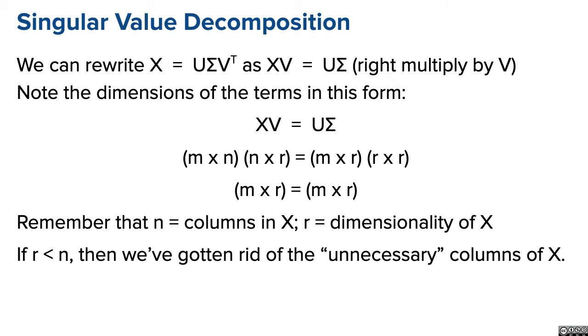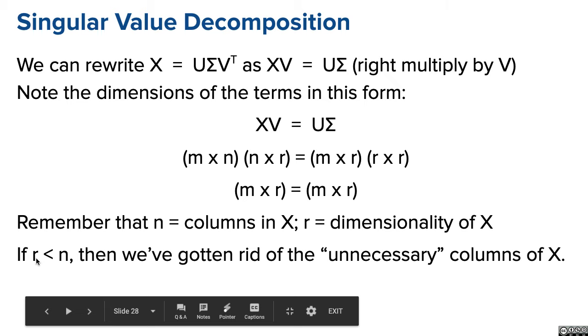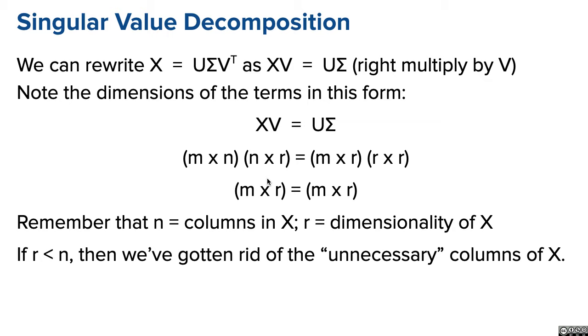So essentially what we're doing here by doing this multiplication is we're expressing X in a reduced dimension form. Because the rank of a matrix can be smaller than the number of columns in the matrix, we've expressed X here in terms of a smaller number of columns. We perform dimensionality reduction.